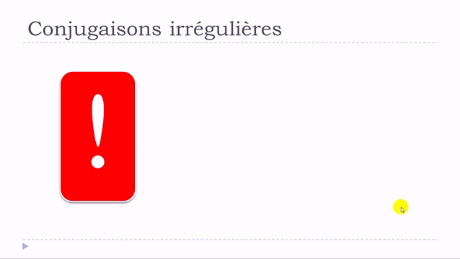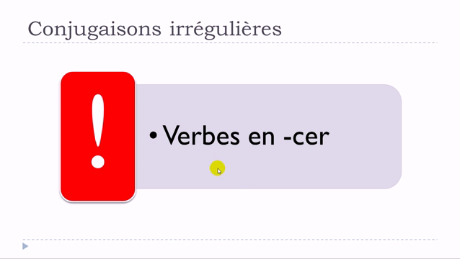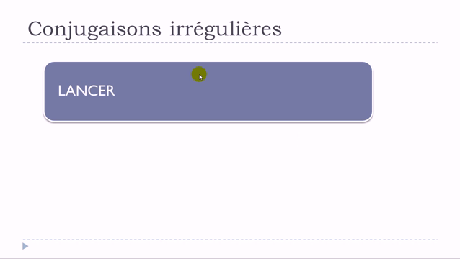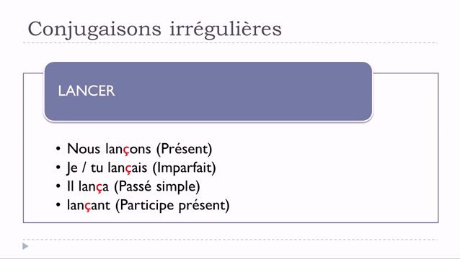So if you remember correctly, I told you that when we're talking about the first group of verbs ending with ER, we're talking about regular verbs, which is the case, but then we've got some subgroups, and the verbs in these groups will have to be slightly modified during conjugation for a good reason. You'll see why. So I wanted to take this verb lancer. Lancer is to throw something or to launch something.